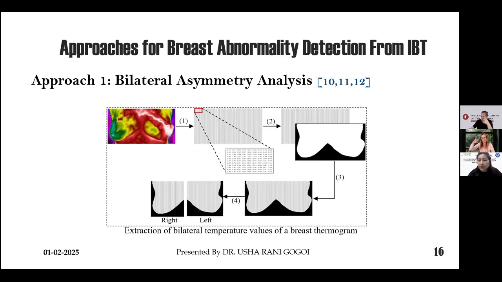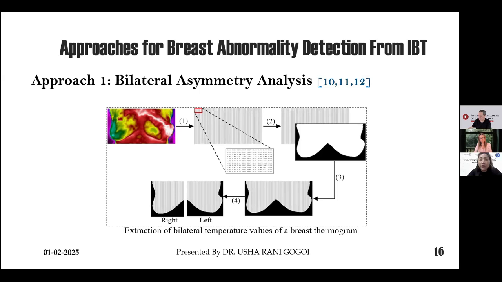Is it visible? Yes. Once the thermogram is segmented, the segmentation is used as a mask on the temperature profile, and along with the intensity values, we also extracted the temperature profile of the left and right regions. Now we are going to perform different operations on these temperature values. The first method is to compare the temperature pattern of the left and right breast of different thermograms.